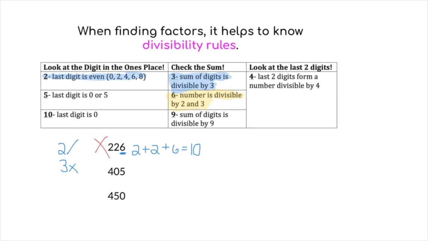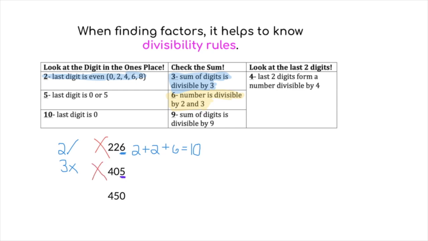So even though 226 worked for the 2 rule, it didn't work for the 3 rule. So that means that 226 cannot be divisible by 6. Let's try another example. So now we have the number 405. And first we look for the 2 rule to make sure it ends in an even digit. And this ends in a 5, which is not even. So 405 already is not divisible by 2. So automatically it will not be divisible by 6.